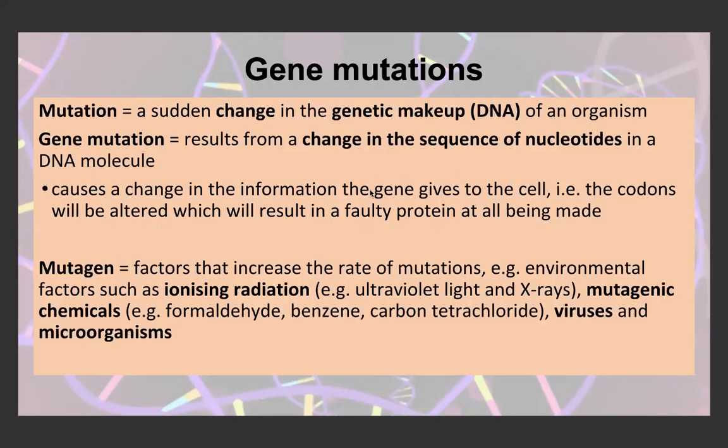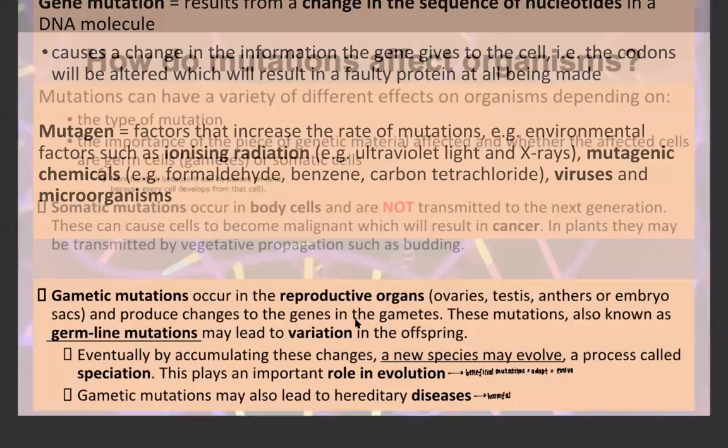And because of this, there will be a faulty protein being made, or no protein at all, or a shortened protein, or it could be the same protein if we look at the redundancy of the code, but we're not going to focus on that. For now, we just know that a gene mutation causes a change in the information a gene gives to the cell, and therefore a faulty protein is made. A mutagen is any factor that increases the rate of the mutations. So some mutagens could be things like ionizing radiation, mutagenic chemicals, viruses, and microorganisms.